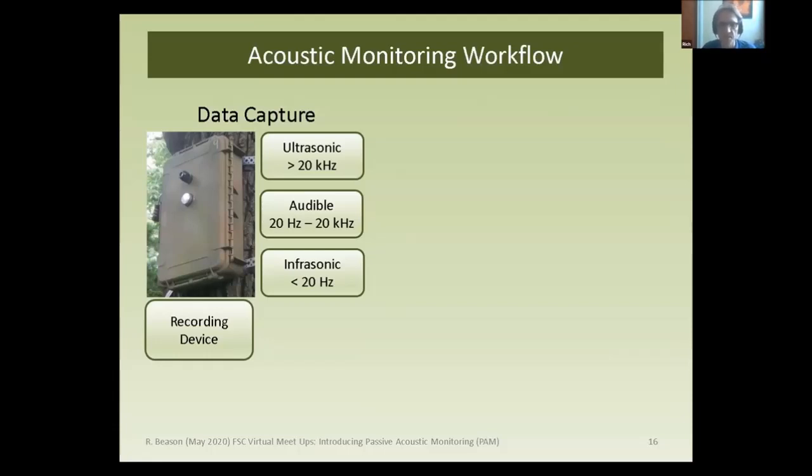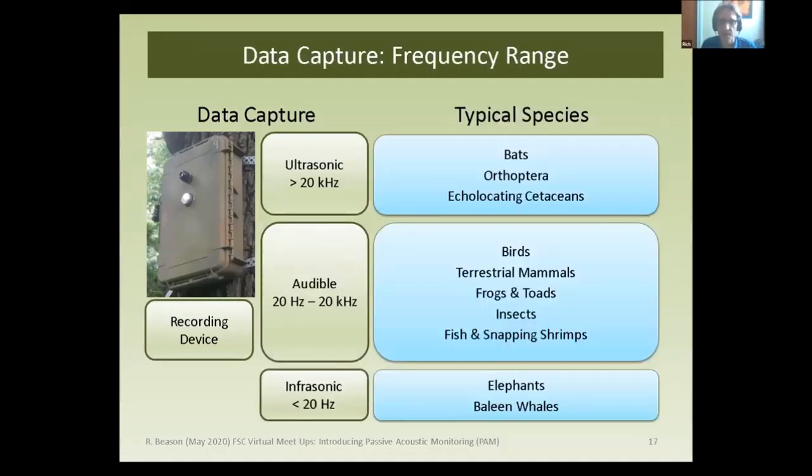And as I mentioned earlier, it's pretty much classified as audible, which is the range of human hearing, 20 hertz to 20 kilohertz, although that's a typical range. People will vary. Anything above that is ultrasonic, and anything below that is infrasonic. And the frequency ranges that you'll choose to monitor will be dependent on the species that you're looking into.